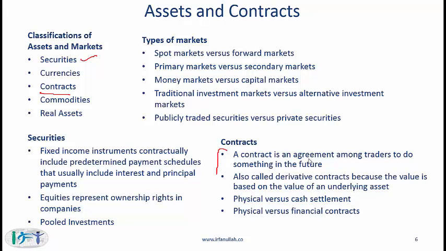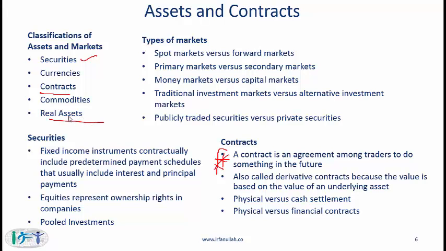A contract is an agreement among traders to do something in the future. So you can have a forward contract or futures contracts or options. These are also called derivatives because they derive their value based on an underlying asset. These contracts can be cash delivery or they can be settled physically. This material is covered in detail in derivatives. We can also buy and sell commodities, and then we can buy and sell real assets.